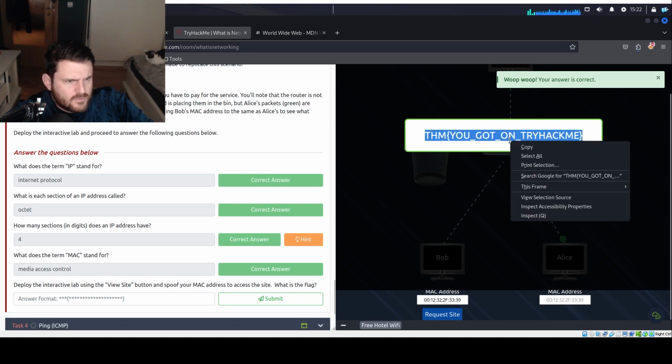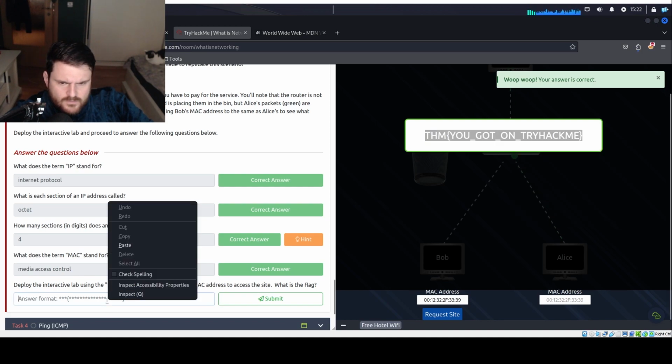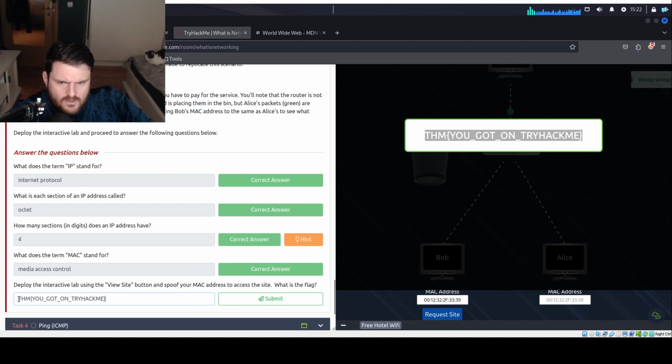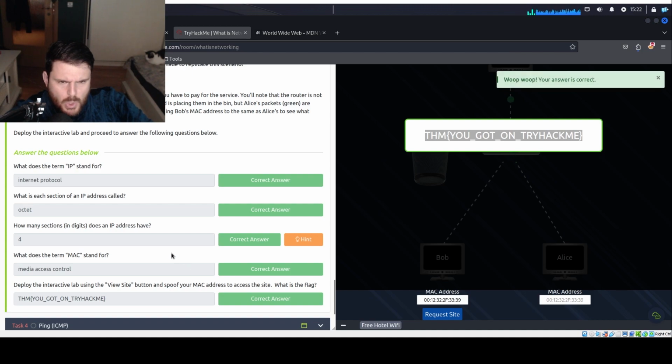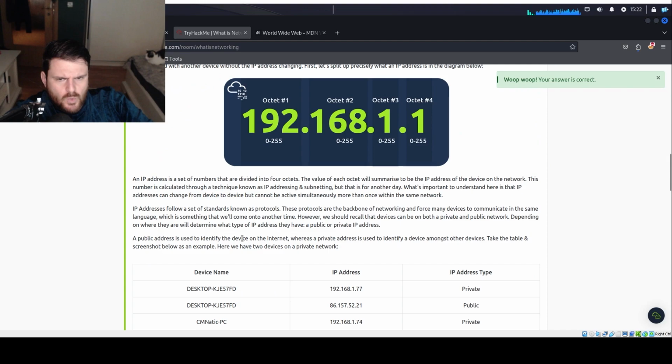And we spoofed the MAC address of Bob. TryHackMe, you got on TryHackMe. Pretty cool.